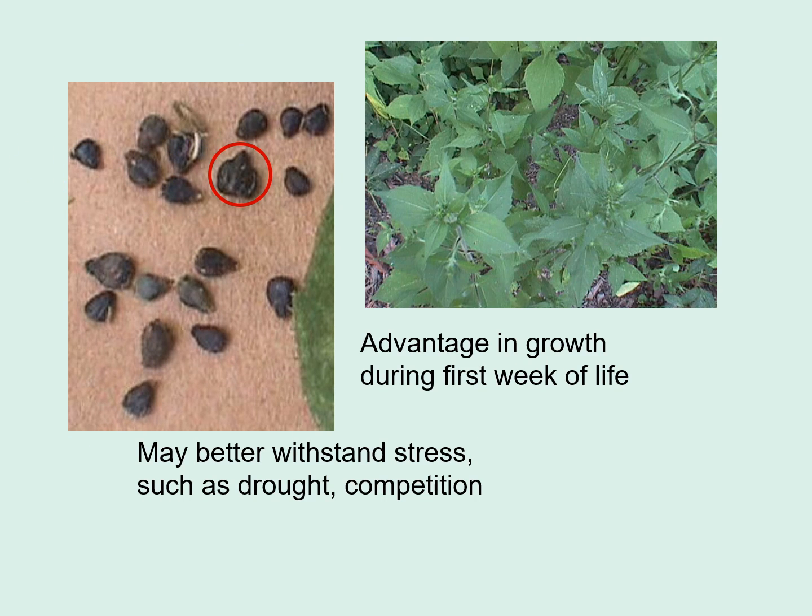So a larger seed like this, among other seeds, when that lands in the ground, it might have an advantage in growth during the first week of life, and therefore that a little seedling will shoot up and shade out the others and become the plant that produces, and might have more stems on it, and therefore producing more seeds and contributing more to the seeds that you have when you harvest. It may better be able to withstand stress such as drought and competition.